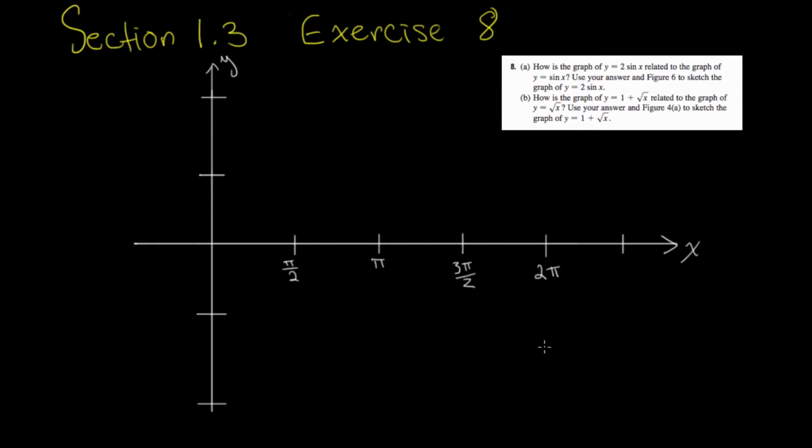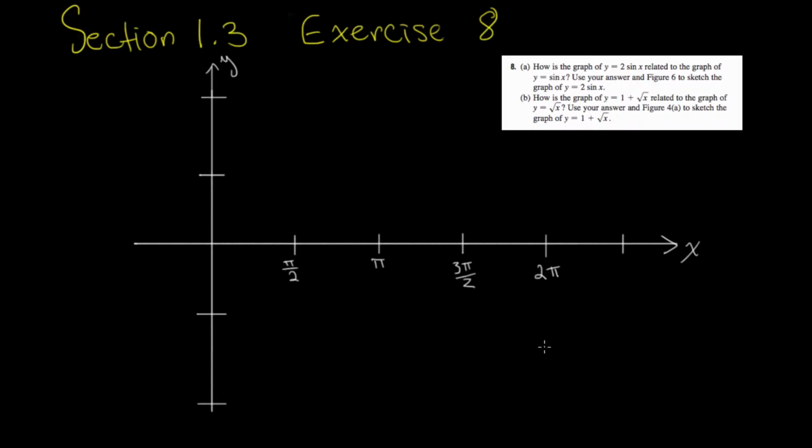I'm going to do exercise 8, both parts, A and B, for section 1.3 of Stewart's Calculus, 7th edition, Early Transcendentals. Part A says, how is the graph of y equals 2 sine x related to the graph of y equals sine x? Use your answer and figure 6 to sketch the graph of y equals 2 sine x.